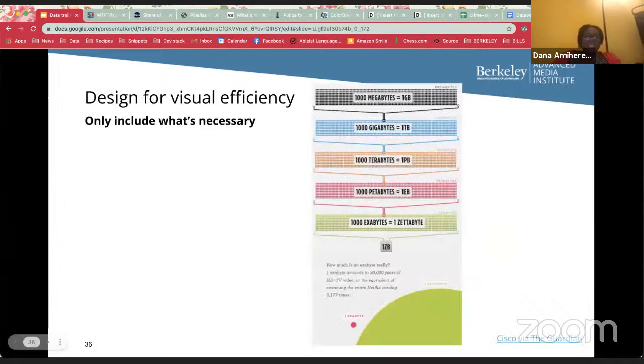Okay. So there are a couple of other things that I want to go over in terms of best practices. When you're trying to design your data visualizations, you want to design for visual efficiency, is what we call it. So you want to include only the parts that are most necessary.